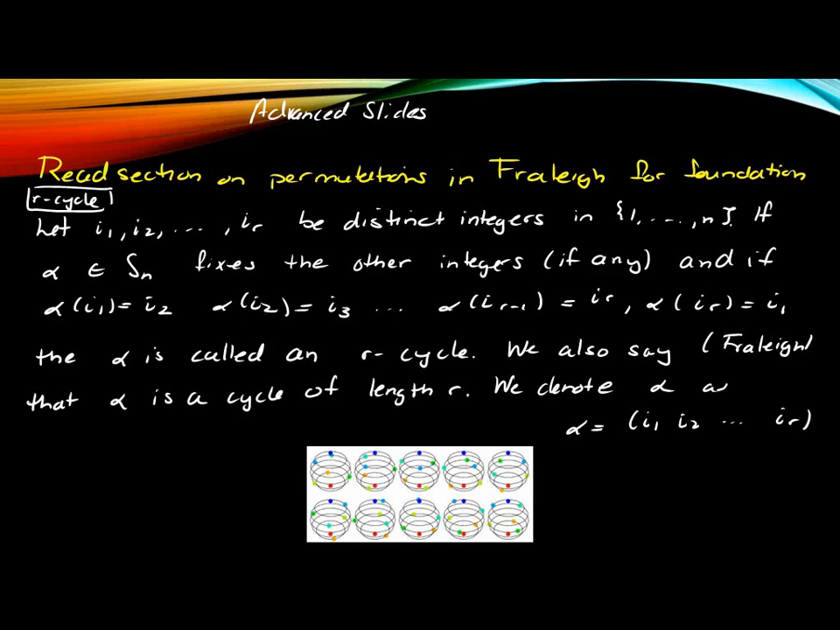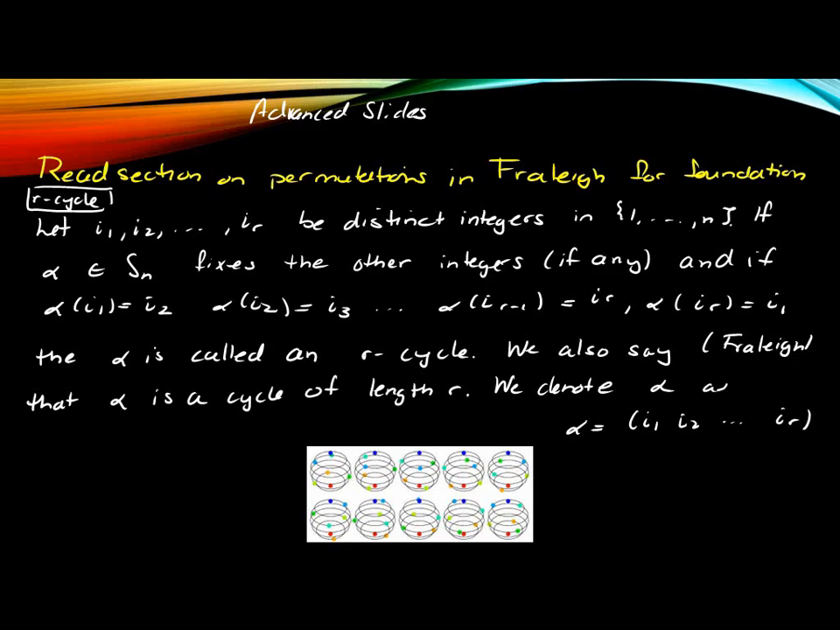So this is the notation that we use to describe an r-cycle. Let i1, i2, ..., ir be integers in 1 to n, so I'm permuting n elements. If alpha is the permutation, I'm taking these 1 through n and moving them around, and alpha is the function that moves them around, and it fixes the other integers, if any. If alpha of i1 goes to i2 and alpha of i2 goes to i3, just like the example, 1 goes to 2, 2 goes to 3, 3 goes to 6, 6 goes back to 1, and in r steps it does that, then it's called an r-cycle. We also say that alpha is a cycle of length r.